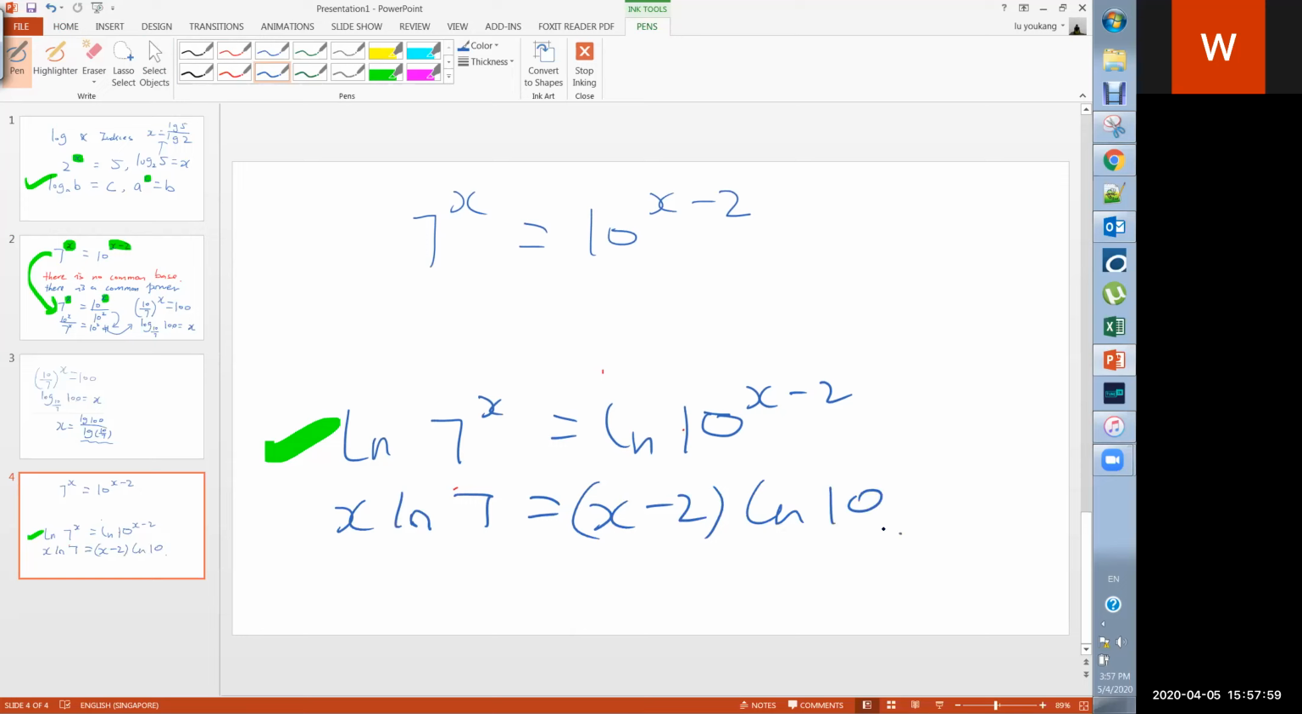Then if you come to this part, it becomes very simple. Why? Because what you have here is nothing but cross multiplication. What I mean by that? Basically, let's say you have x over x minus 2 is equal to ln 10 over ln 7.